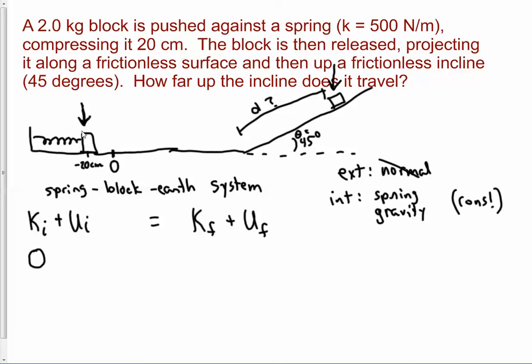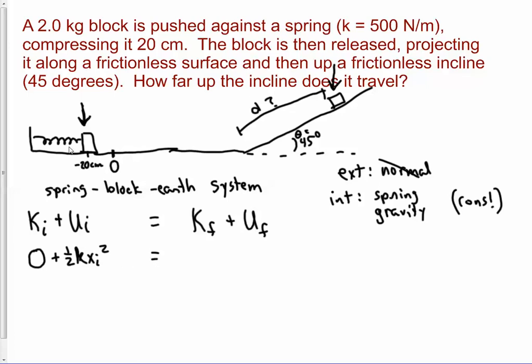But that hasn't happened yet. Right at the beginning, it's all potential energy. And we know that the formula is 1/2 kx squared for the spring potential energy.